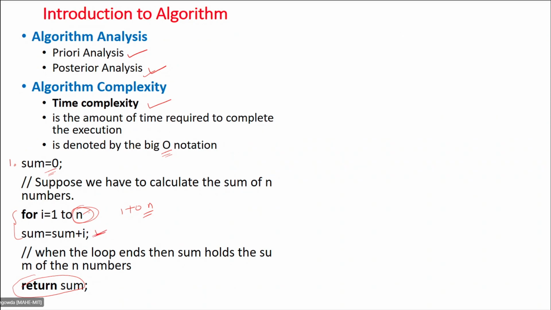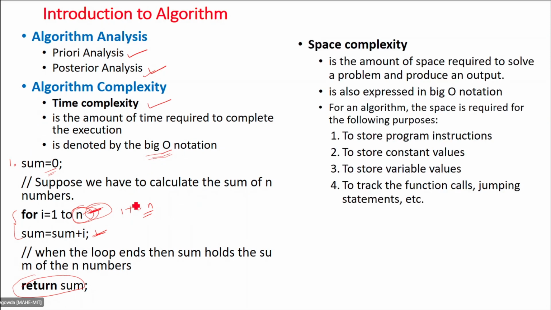We generally consider the worst-case time complexity, as it is the maximum time taken for any given input size. For example, if you want to find out the time complexity, we consider the worst-case value, that is, the maximum value for n. That is what the big O notation is going to give. We will discuss these big O notations and other notations in the coming sections. So next we have space complexity.